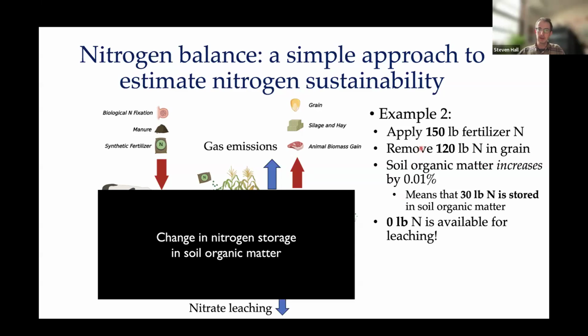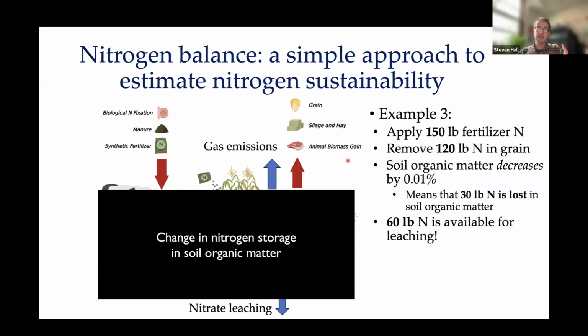So we're growing some corn, going to apply 150 pounds of nitrogen fertilizer, haul off 120 pounds of nitrogen in the grain, but this time we're going to combine that with an increase of soil organic matter. Say that we adopted reduced tillage, maybe we're growing some cover crops during our shoulder seasons, and we're actually able to increase our soil organic matter by 0.01% per year. This turns out to be equivalent to about 30 pounds of nitrogen that would be stored in the soil organic matter. So under this scenario, we would actually have 0 pounds available for leaching, despite the fact that our red arrows here are slightly imbalanced.